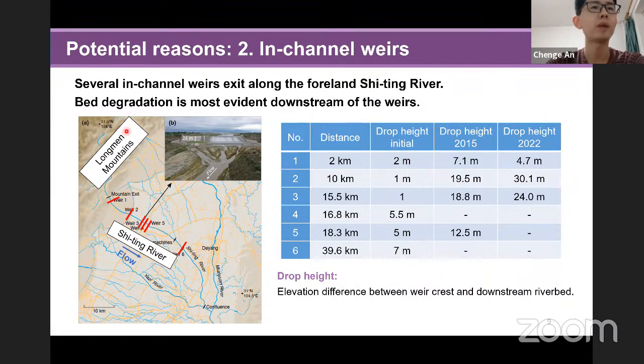In this map, there are 6 major weirs along the Foreland ridge of the Chenge River. The table shows the drop height of each weir at different times. Here, the drop height of a weir is defined as the elevation difference between the weir crest and the downstream riverbed. It can be seen that the drop height can be as large as 30 meters after bed degradation.